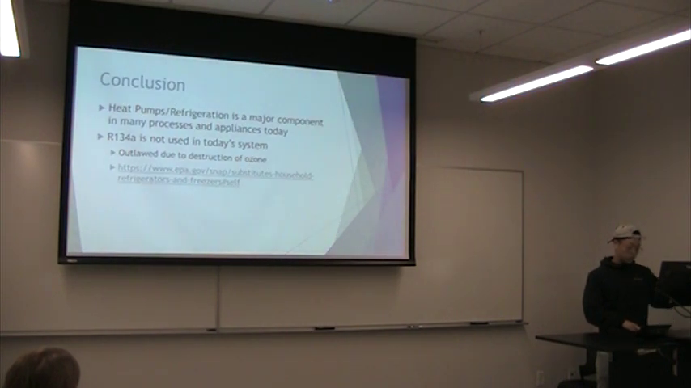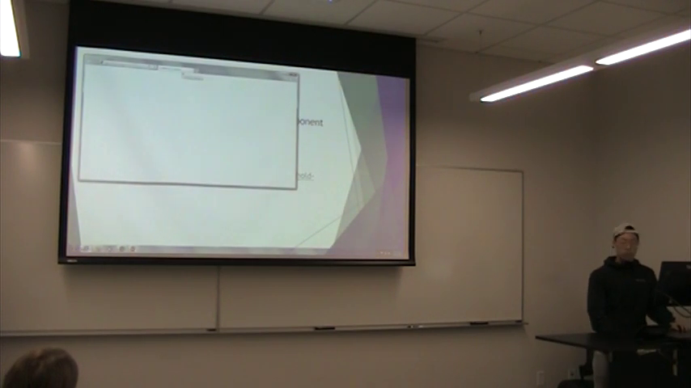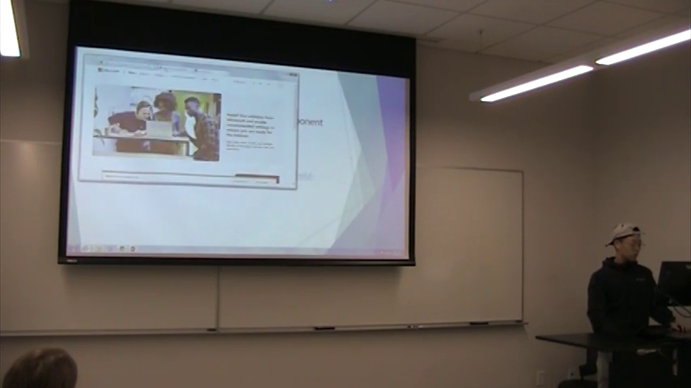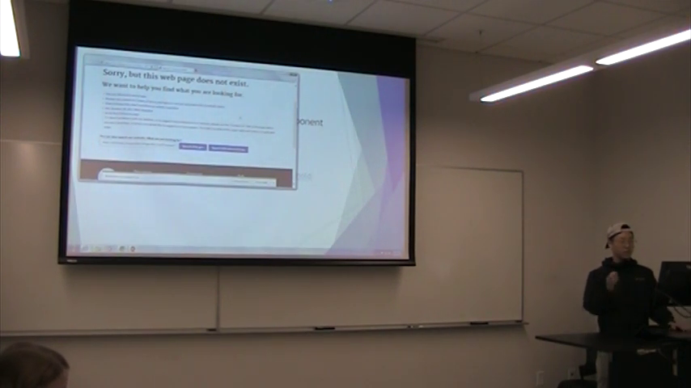calculations. Conclusion, heat pumps and refrigerators are a major component in many processes and appliances today. One thing to note is R134A is not used in today's systems. It has been outlawed due to the destruction of ozone. And for my research, I found this link from the EPA website. Well, it basically was a website, a table showing the substitutes for the refrigerants that are used today, but it's not working.